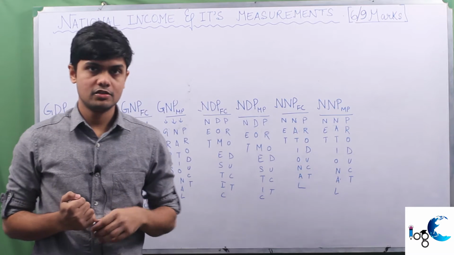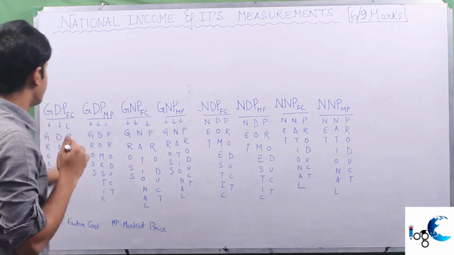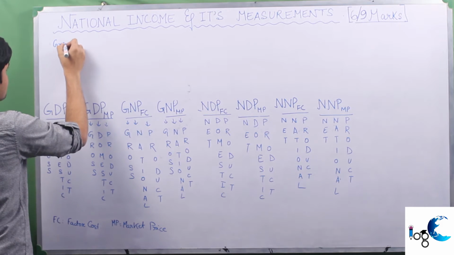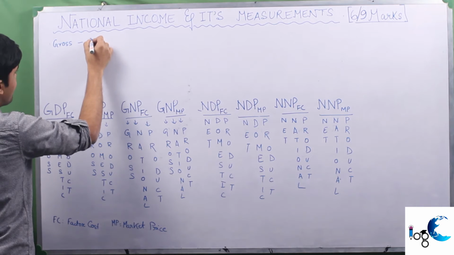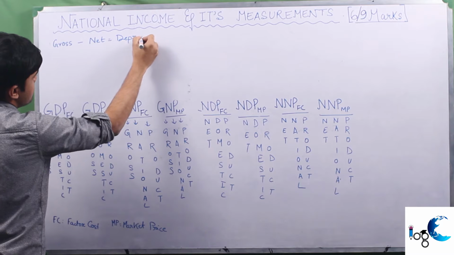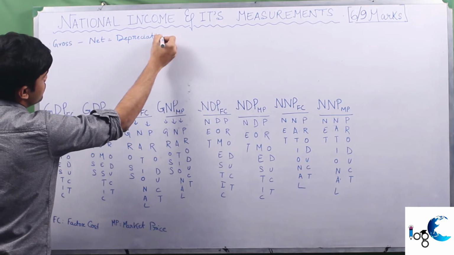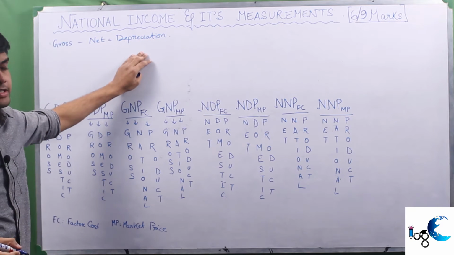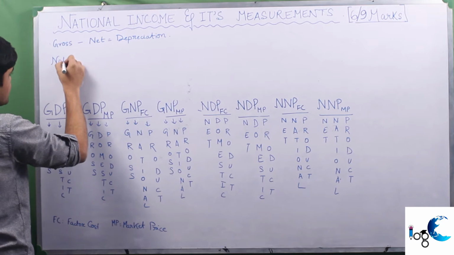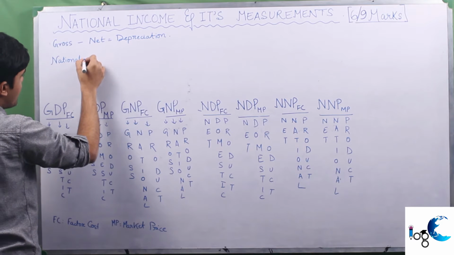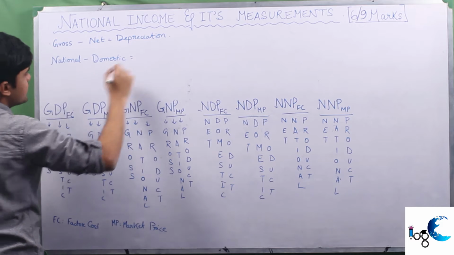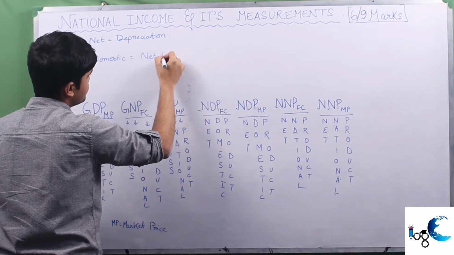We will look at the differences between these aggregates. First, you need to remember the difference between gross and net is depreciation. So the difference between gross and net is depreciation. Second thing, the difference between national and domestic is net factor income from abroad.